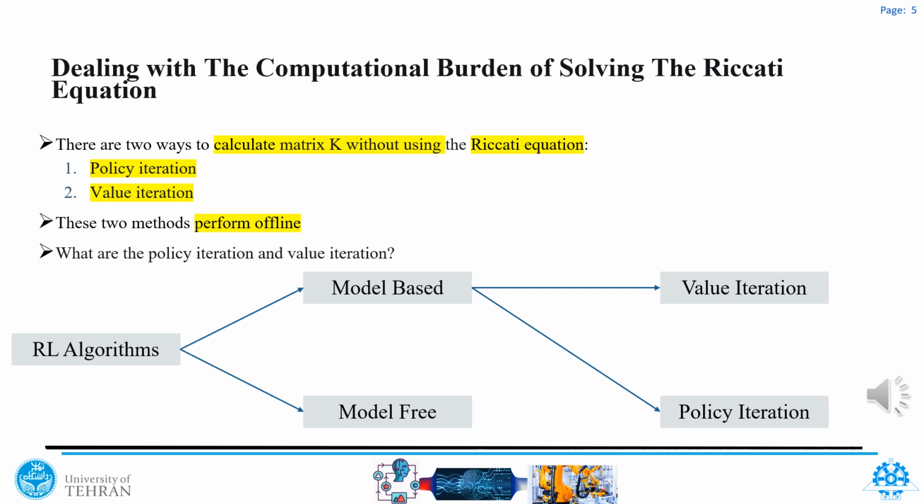I said that calculating the Riccati equation can be challenging. So how can we overcome this challenge if we face it? There are two ways to calculate matrix K in the optimal policy without using the Riccati equation. Firstly, policy iteration, secondly, value iteration. But these two methods perform offline, and this is another challenge. And policy iteration and value iteration are model-based RL algorithms.